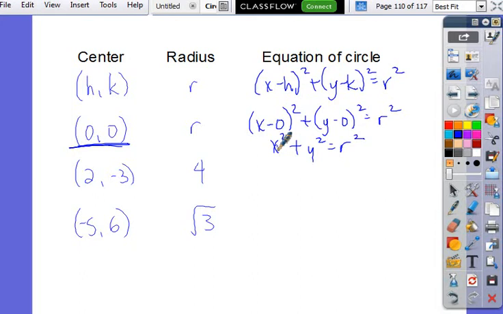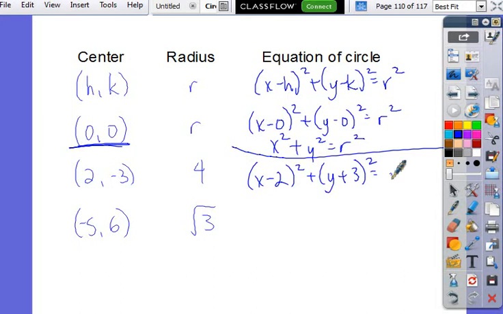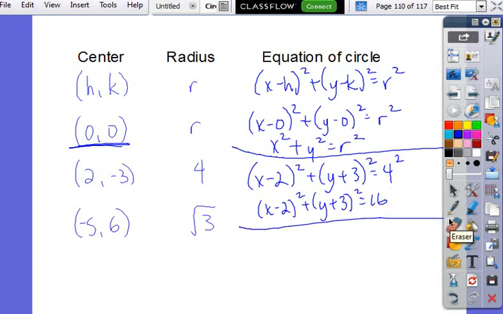All right, if I come to the third one. X minus 2, change the sign. So that's (x − 2)² plus (y + 3)² equals r squared. Well, in this case, r is 4, so that's going to be 4 squared. Go ahead and work that out, and get 16. The bottom one, I would do (x + 5)² + (y − 6)² = (√3)². We should remember what happens with root 3 squared. It just changes to 3.